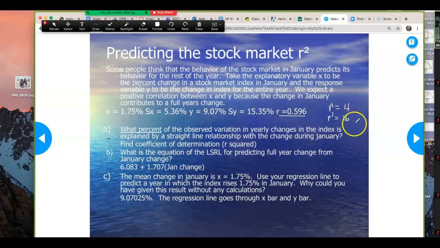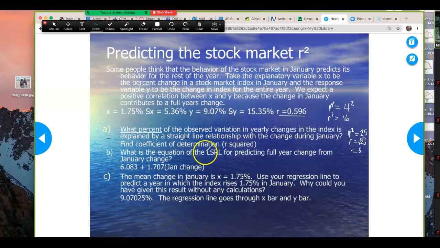Square it. Same thing. If you know r squared, if r squared is, let's use a cool number, 25, how do we get r? We would square root 25. So to go from r to r squared, we just square the value. To go from r squared to r, we square root the value.